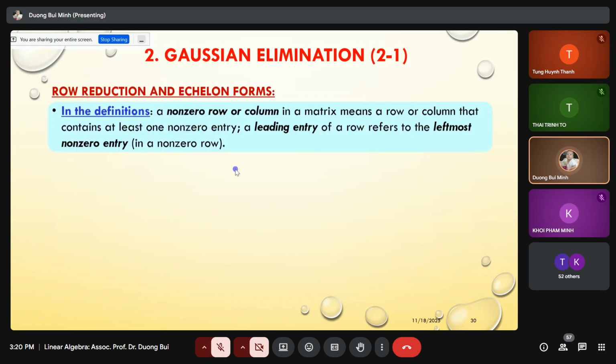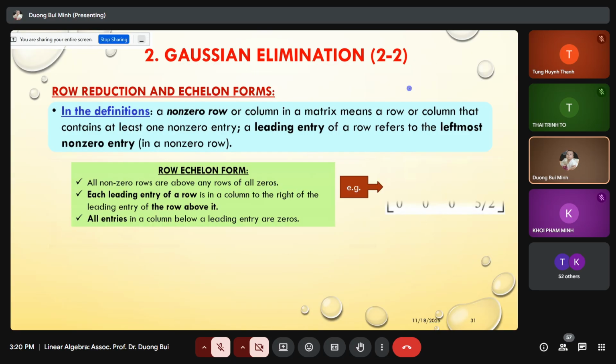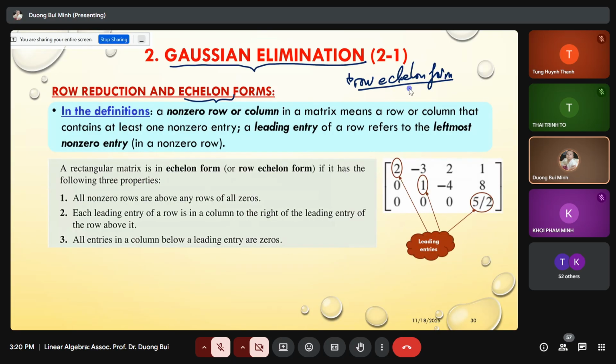Now let's go into detail. You know why we apply Gaussian elimination, right? Because we would like to get row echelon form. So we should know what row echelon form is.